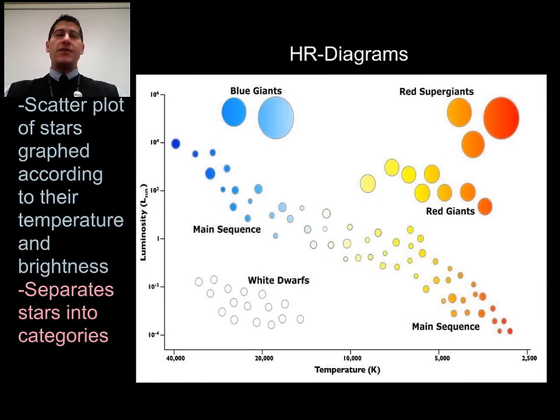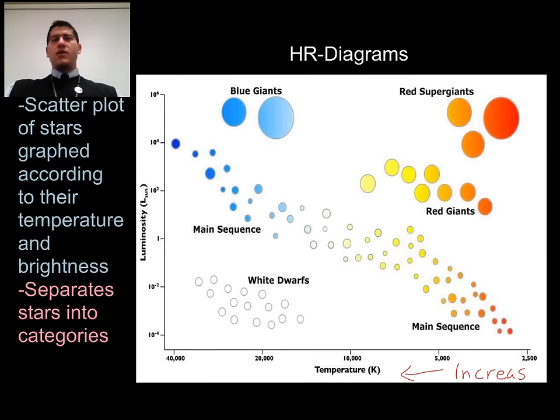On the HR diagram, the stars are plotted along the bottom axis here by increasing surface temperature, which is measured in units called kelvins. Notice that unlike most graphs, the x-axis increases as you go from right to left. Hotter stars are plotted on the left-hand side of the diagram, and the cooler stars are plotted on the right.